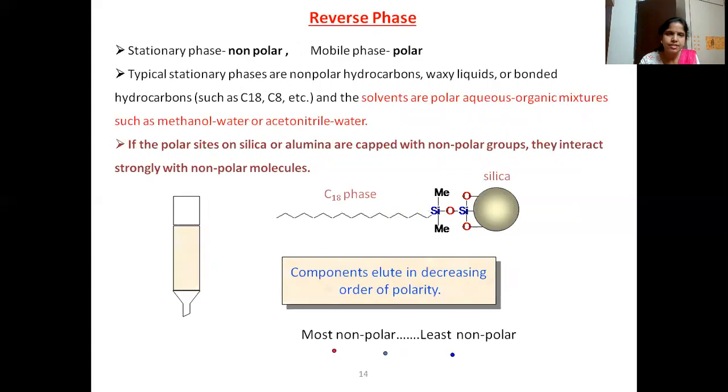Then the second type is reverse phase, which is exactly the reverse of that. In this case, the stationary phase is non-polar and the mobile phase is polar. In the previous case we saw the stationary phase is more polar, whereas here the stationary phase is non-polar.